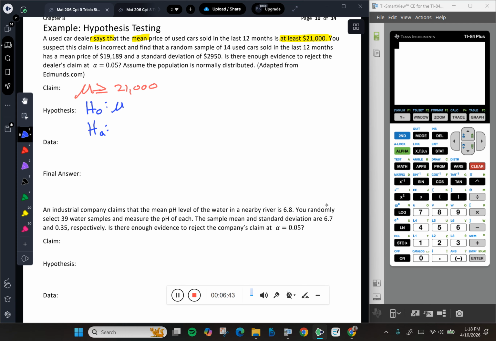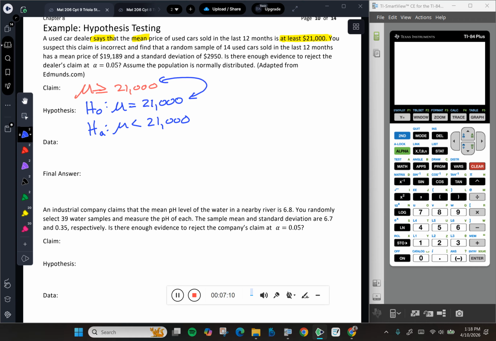When we write our pair of hypotheses, we're not going to put in the greater than or equal to. We're just going to say equal to, and that our alternate will be the mean is less than 21,000, right? So that the claim and the alternate end up being complements. So our claim here is going to be manifesting or showing up in the null hypothesis.